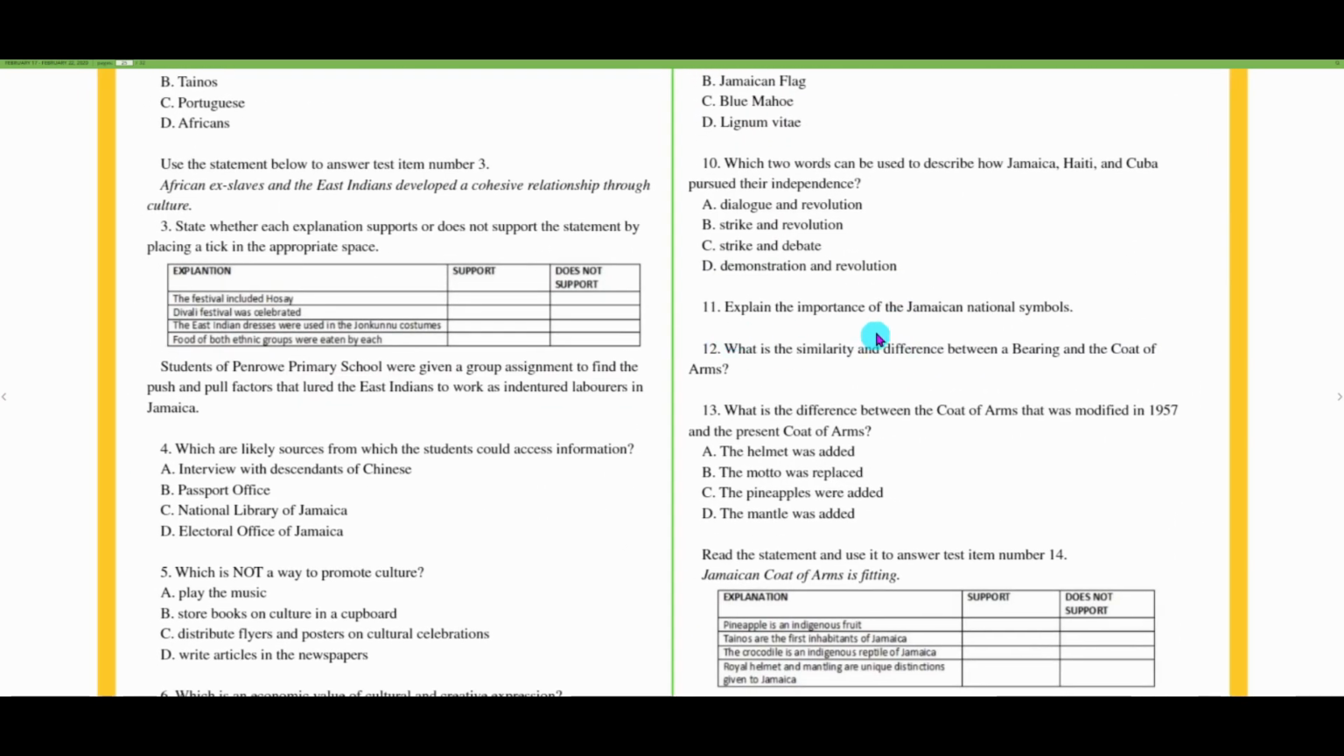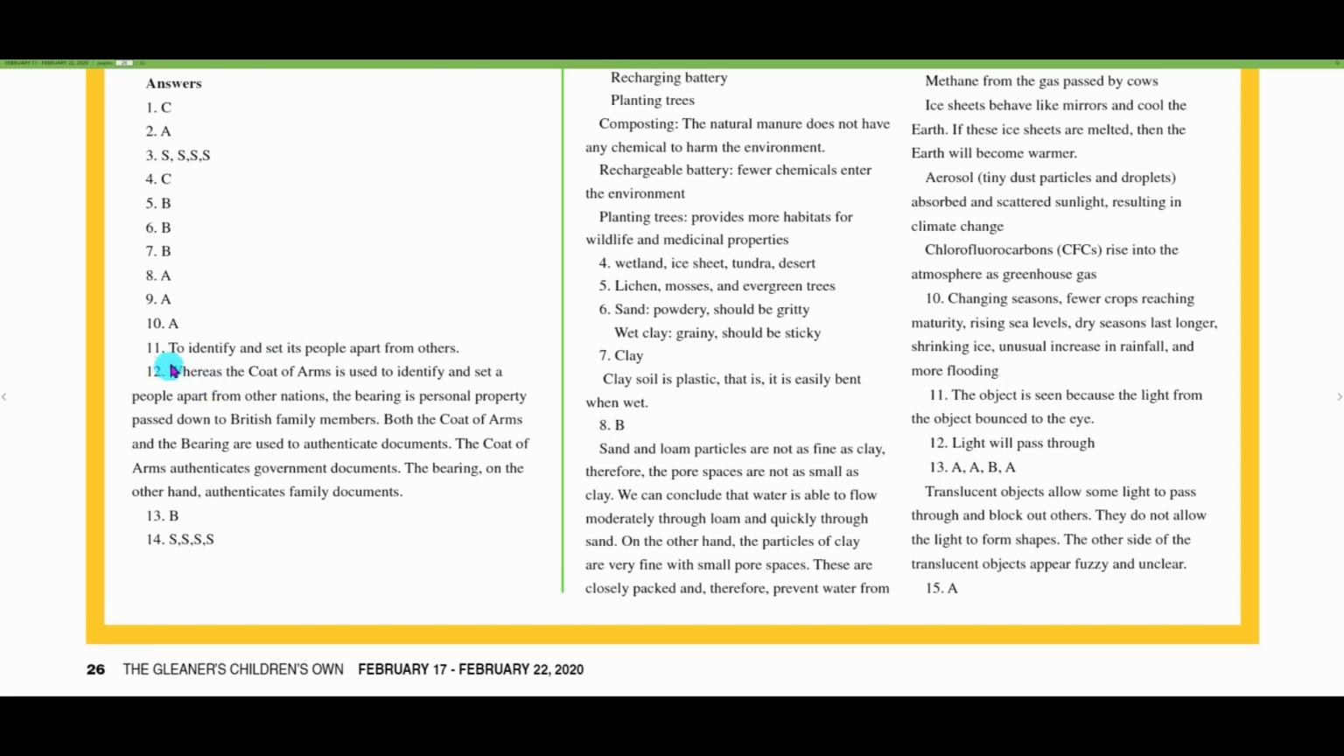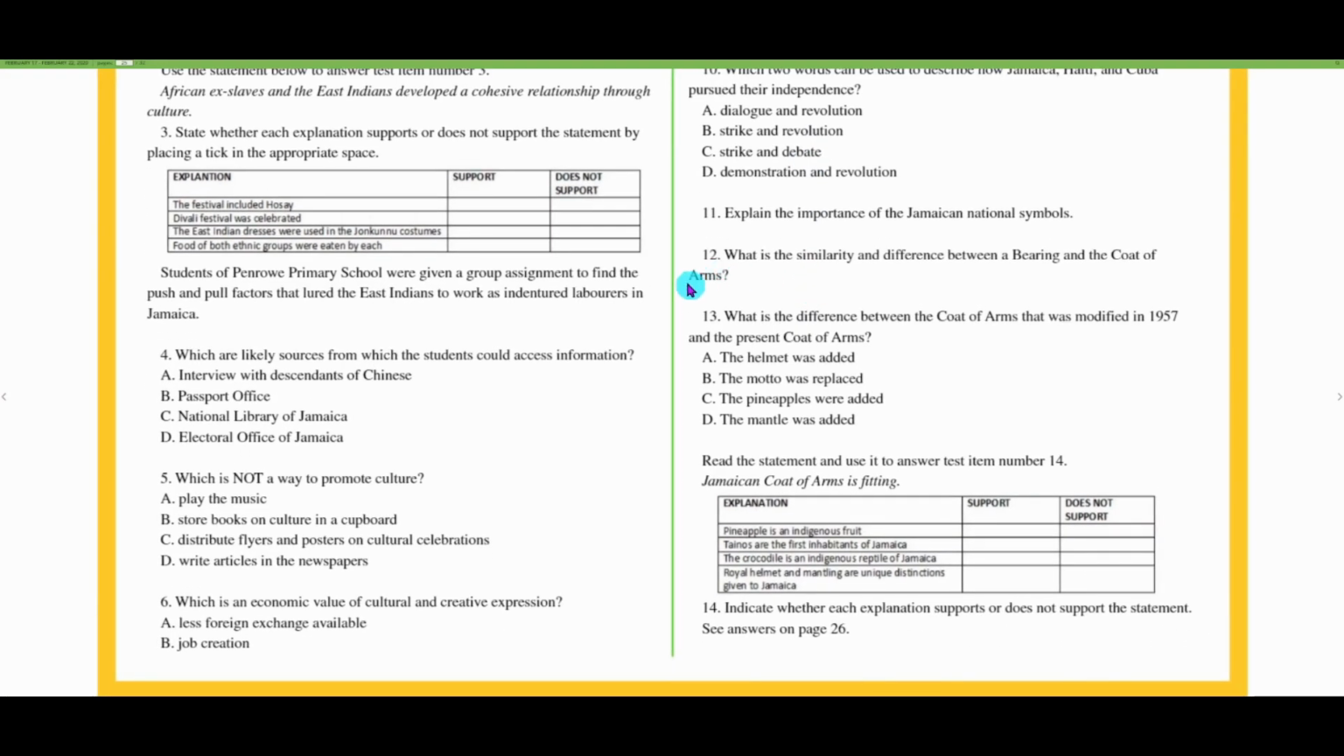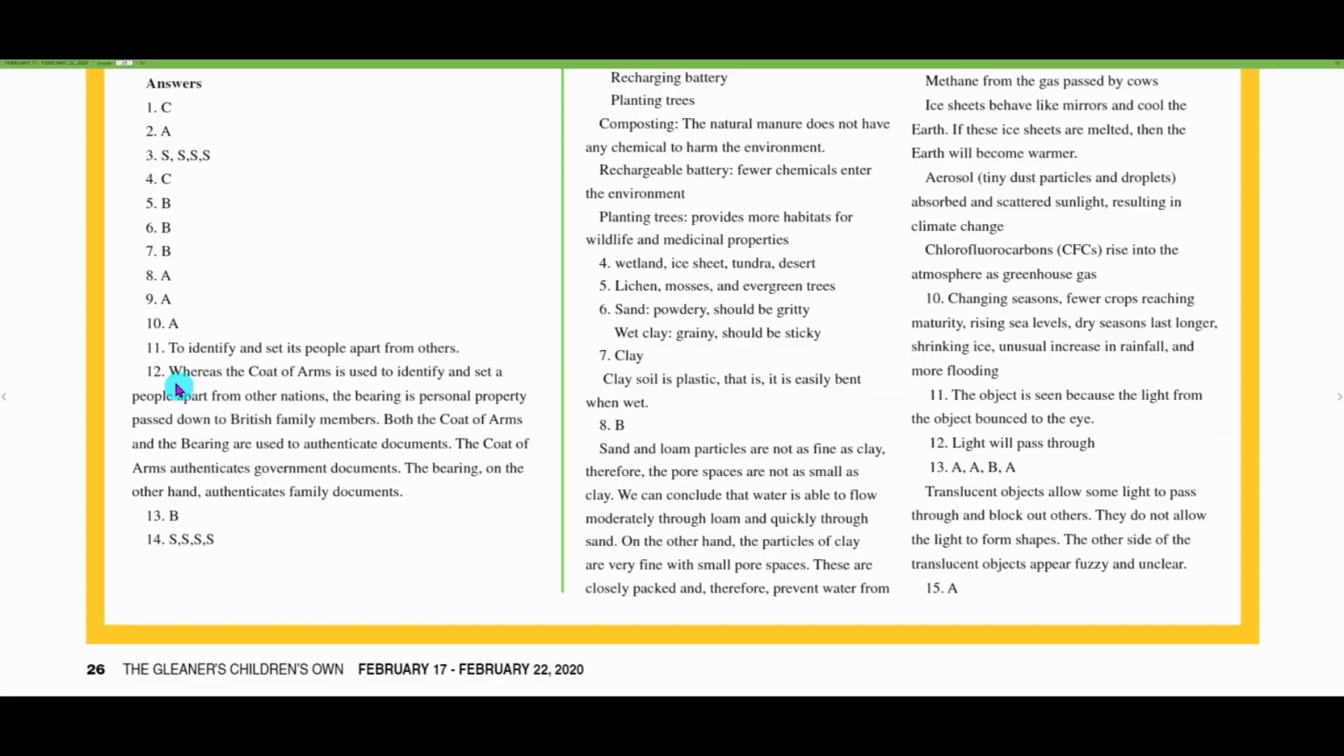Alright. Number 11. Explain the importance of Jamaica's national symbols to identify and set the people apart from others. All right. Number 12, what is the similarity between a bearing and a coat of arms? Let's go with this. Whereas the coat of arms is used to identify and set a people apart from another nation, the bearing is personal property passed down to the British family members. Now, both the coat of arms and bearing are used to authenticate documents. The coat of arms authenticates government documents, and the bearing, on the other hand, authenticates family documents. Okay, cool.